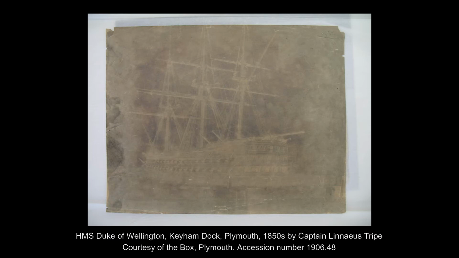This is the other side of the negative by Captain Linnaeus Tripe. And you might wonder at this stage if you can actually get a good enough print from a wax paper negative. For most purposes, contact printed at the same size, a print can be surprisingly good, with just a slightly mottled appearance on close inspection.